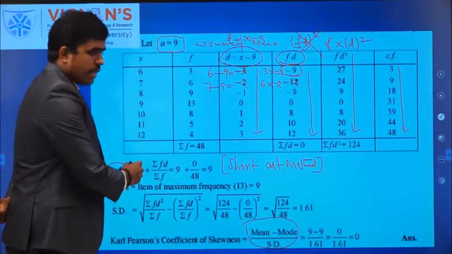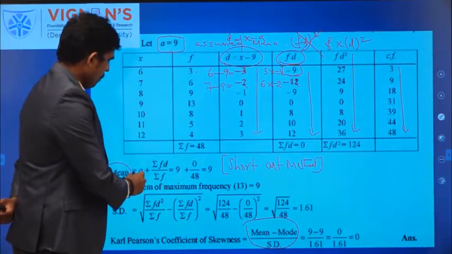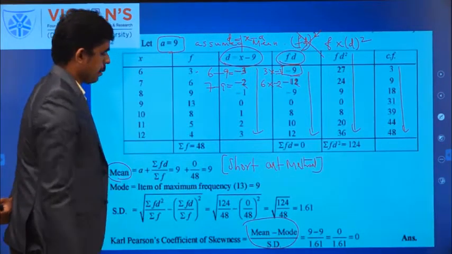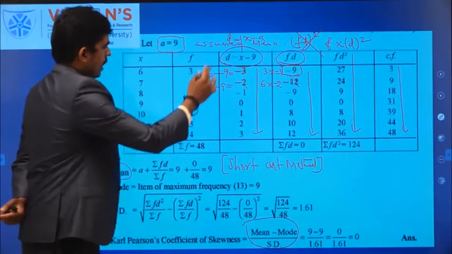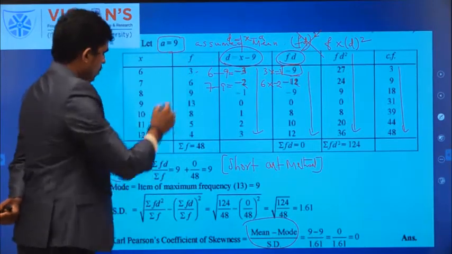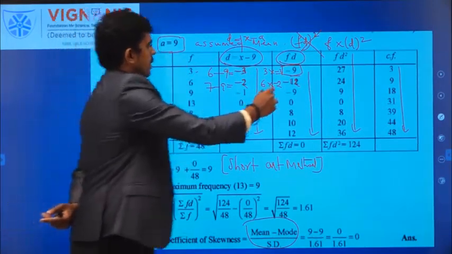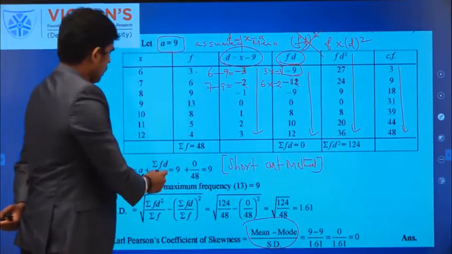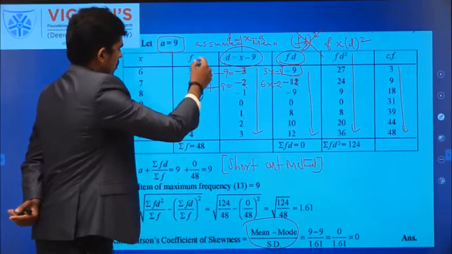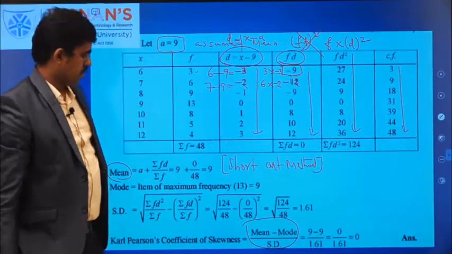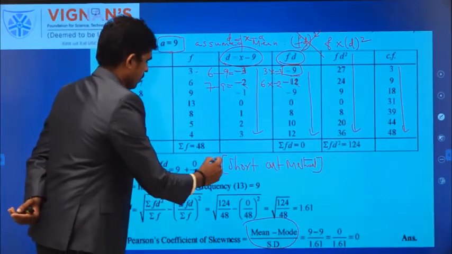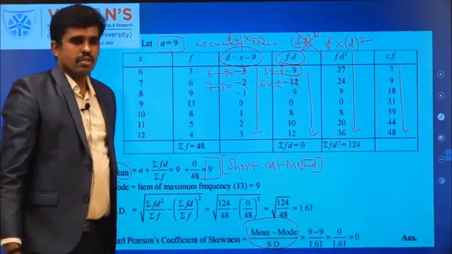So now I am going to apply this formula. Mean is a plus summation fd by summation f. A is the assumed mean, summation fd is the addition of all fd, and it is divided by summation f, which is the addition of all frequencies. So what am I getting? Mean value is 9.